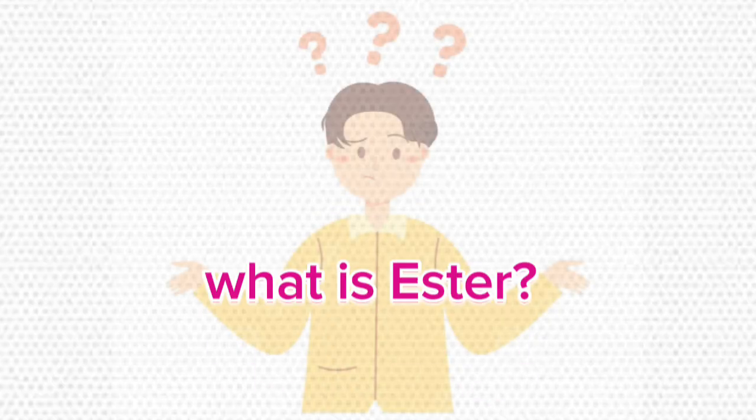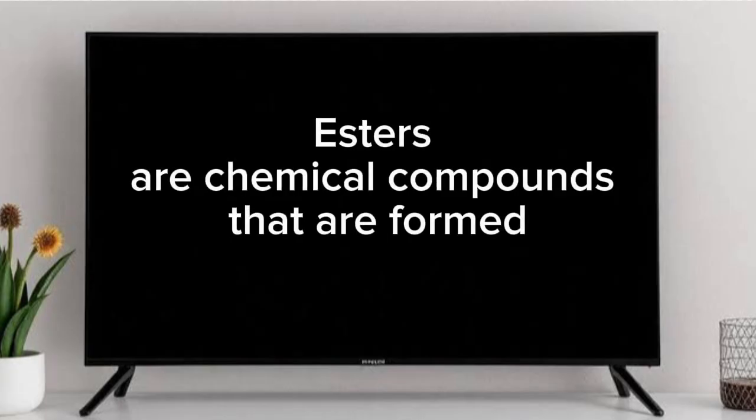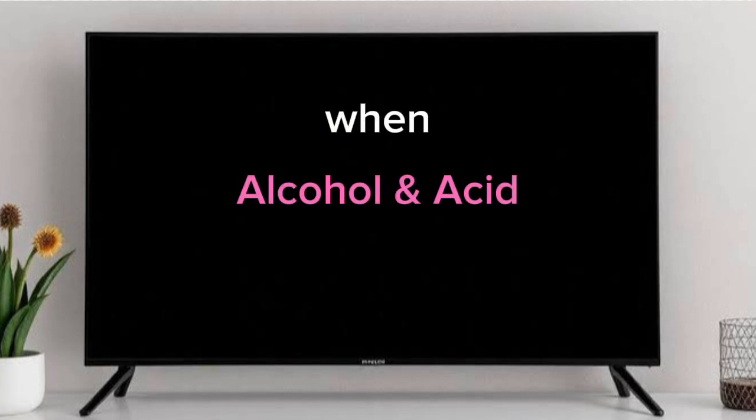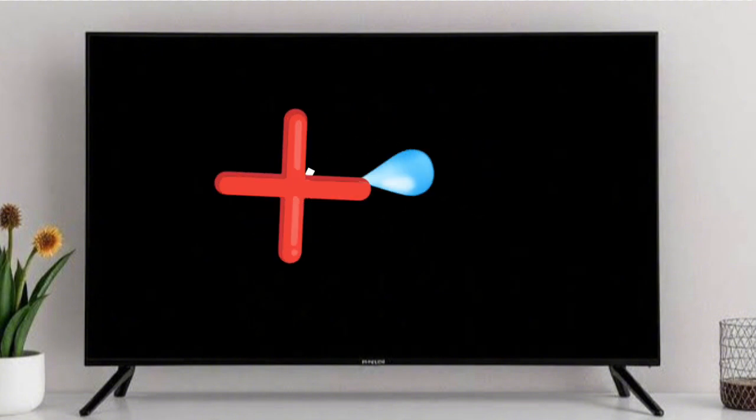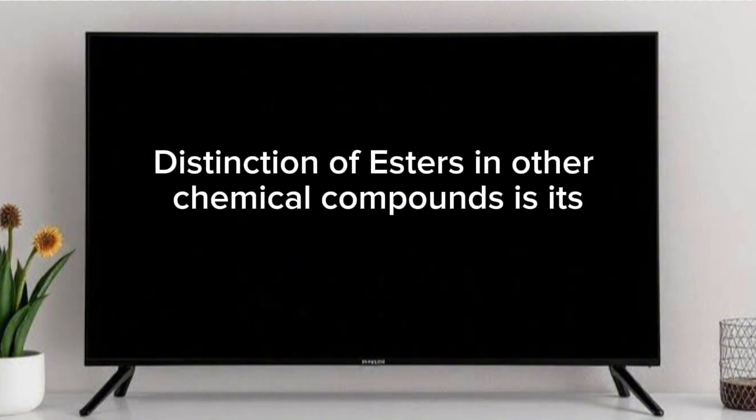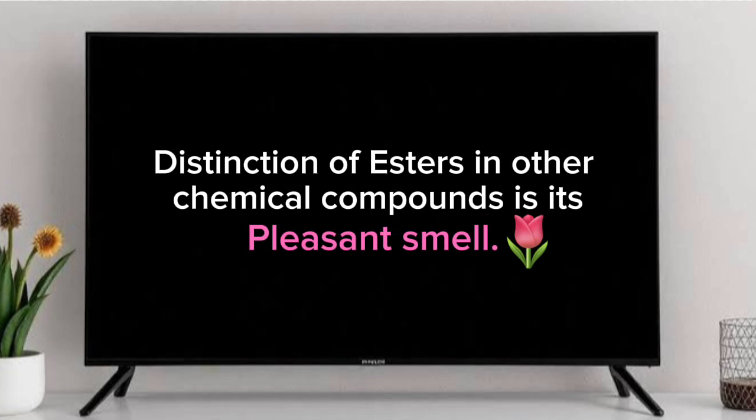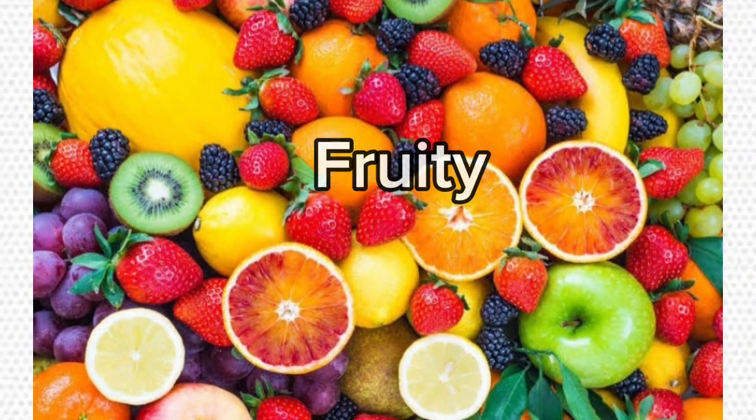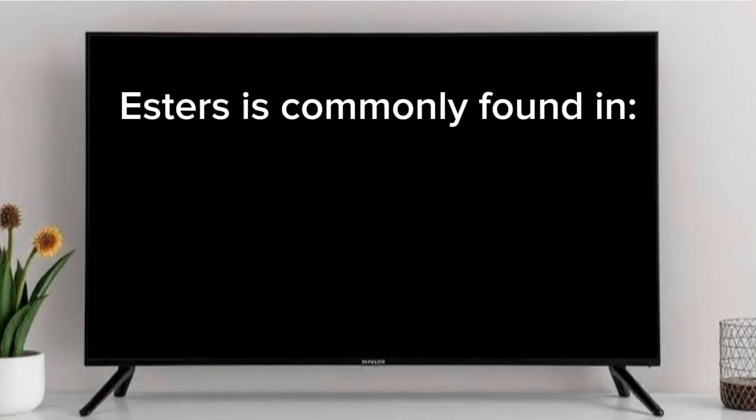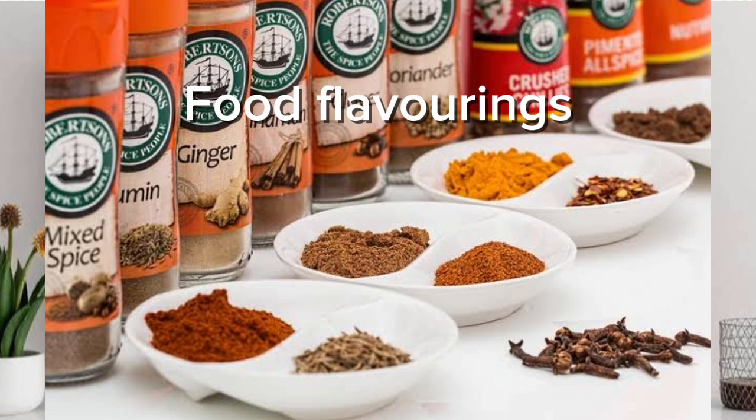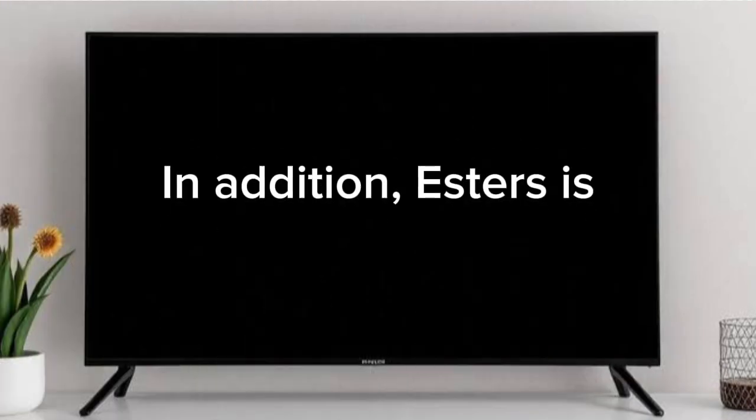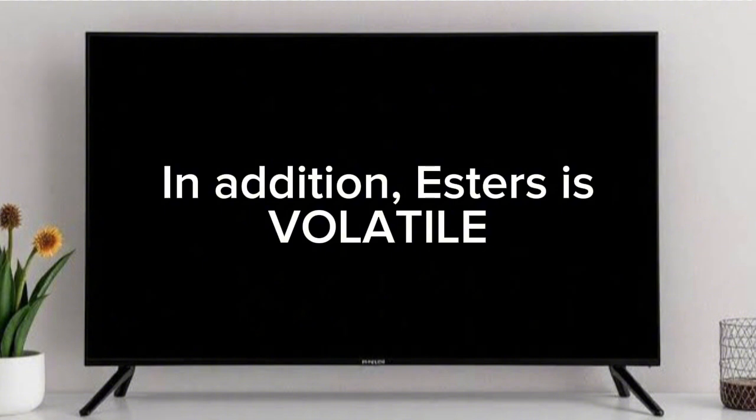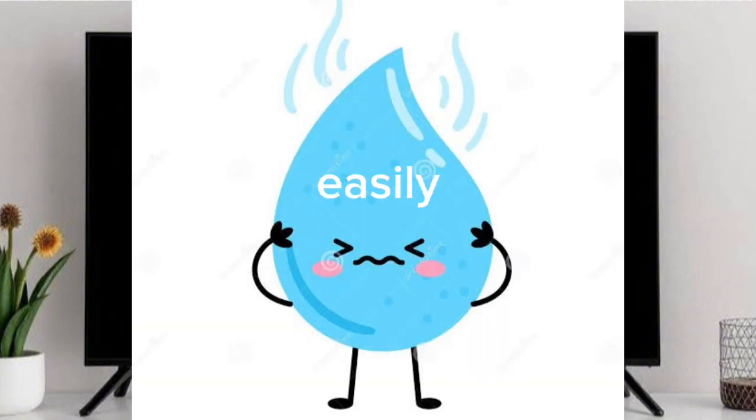In this video, I am going to discuss esters. Esters are chemical compounds that are formed when an alcohol and an acid are combined and water is removed. What distinguishes esters from other chemical compounds is their pleasant smell, which is often described as sweet or fruity. As a result, they are commonly found in perfume and food flavorings. In addition, these chemical compounds are volatile, meaning they evaporate easily.